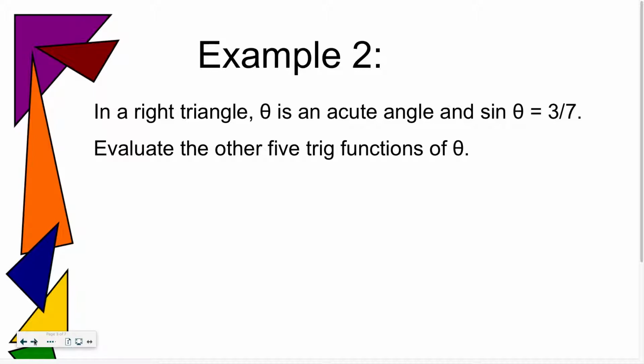Evaluate the other 5 trig ratios. So I'm going to let you brainstorm with your group. If you know that the sine of theta is 3/7, what can you do to get the other 5 ratios? Cosine, tangent, cosecant, secant, cotangent.